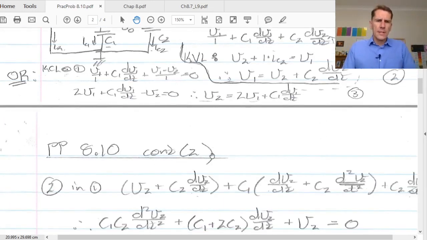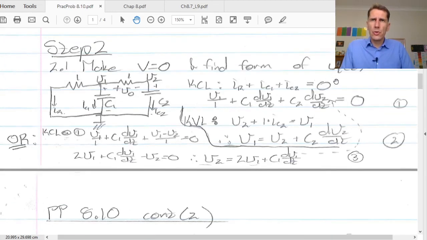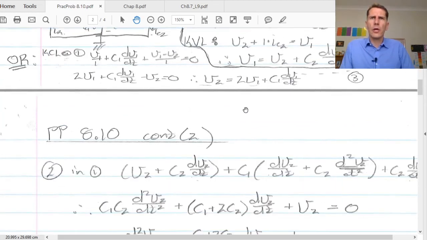So let's plug equation number 2, this one, into our equation number 1 there. What are we going to get?